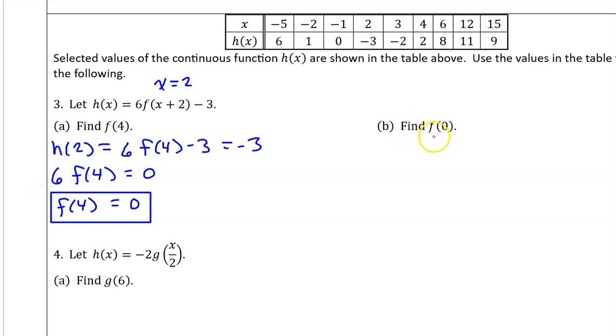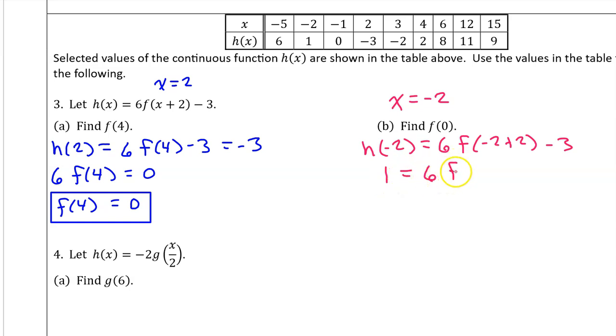For part B, we need to pick an x value that will cause f at 0 to show up. If x is negative 2, we will get f at 0. So let's let x equal negative 2. So that means we need to do h at negative 2, which is going to equal 6 times f at negative 2 plus 2, minus 3. H at negative 2 is 1. So we get 1 is equal to 6 times f at 0, minus 3.